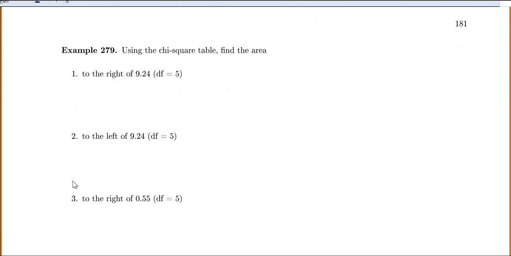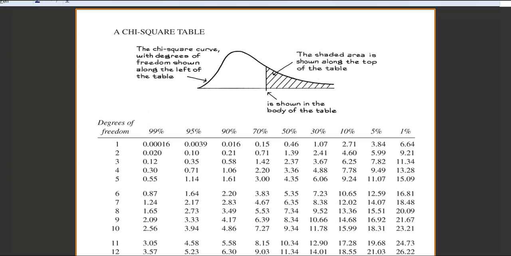So for this example, using the chi-squared table, let's practice finding some areas. So number one, let's find the area to the right of 9.24. The chi-squared curve is always right skewed. Let's say here's chi-squared equals 9.24. We want the area to the right of it. We have 5 degrees of freedom. So we go to our chi-squared table, look at the row with 5 degrees of freedom. Here's your 9.24. So the area to the right is 10%.